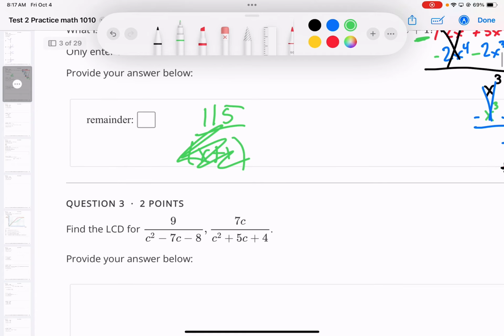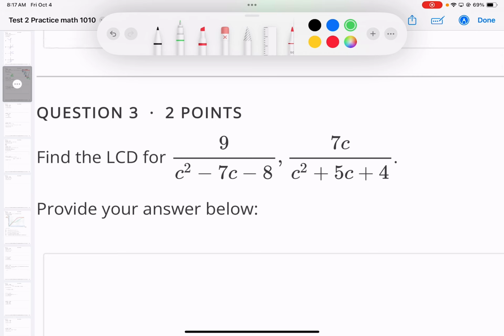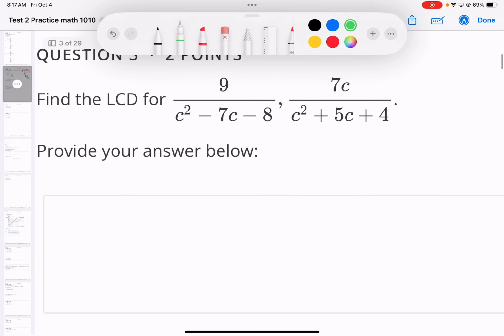Okay. All right. LCD. Woo. Least common denominator, right? Man, this stuff sucks. But it's stuff that you can do.